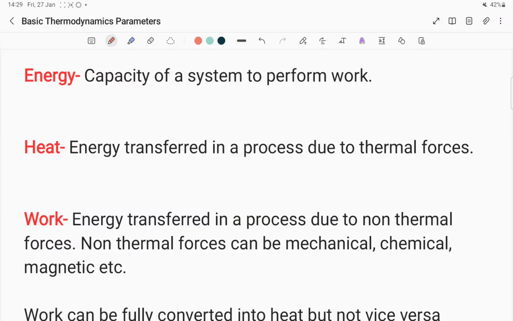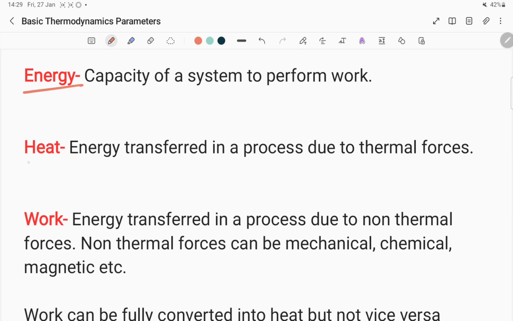So hello guys, today we are going to have some basic definitions of the parameters used in thermodynamics. So the first basic definition is of energy. What is energy? So we can define energy as the capacity of a system to perform work.